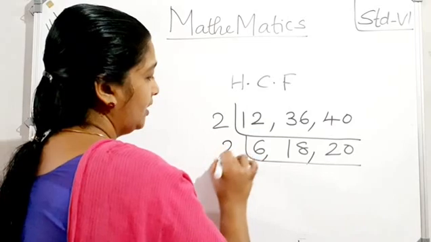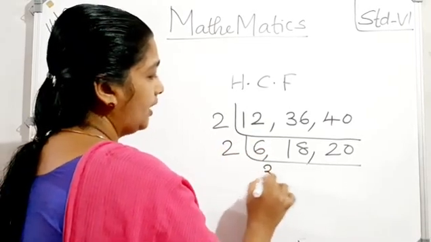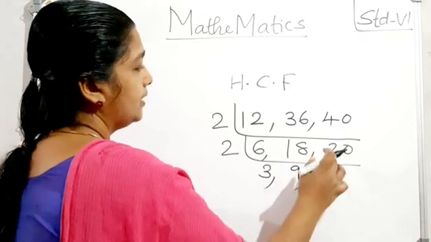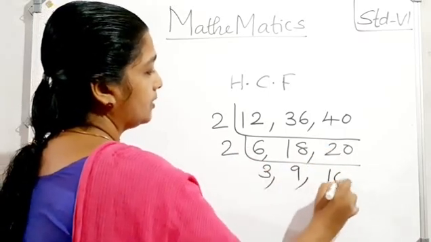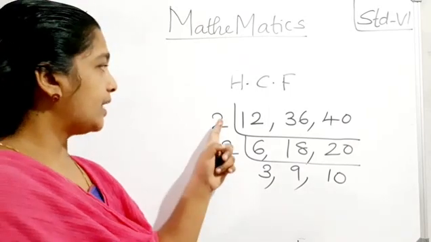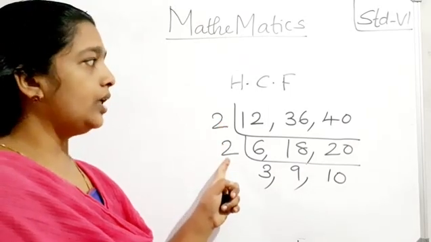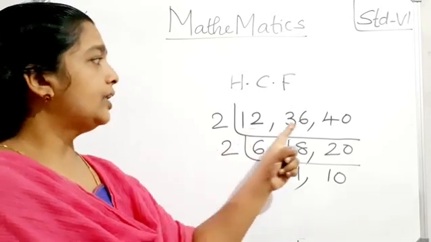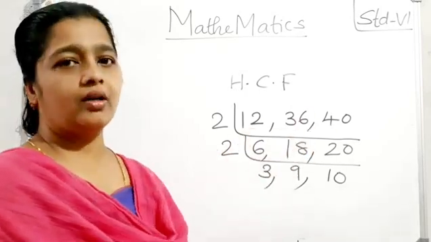2. That equals 6 by 2 equals 3, 18 by 2 equals 9, then 20 by 2 equals 10. Are there any common factors? No. So HCF equals 2 into 2 equals 4. So 4 is the HCF of 12, 36, 40.